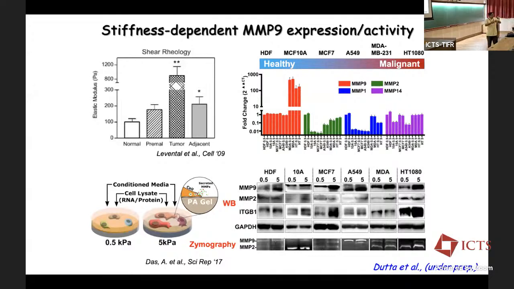And the next question is, is it secreted? So you can collect the conditioned media. Whatever is secreted by the cell, you can collect from the conditioned media, and you can perform Western blotting to see that there is increased secretion also. So increased expression and increased secretion in a stiffness dependent manner.